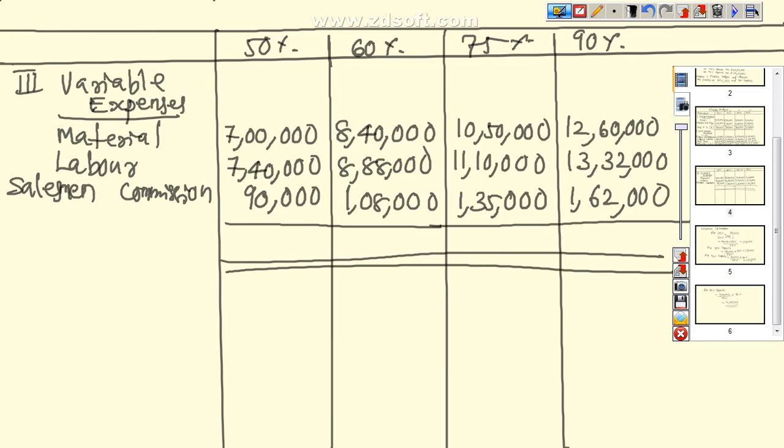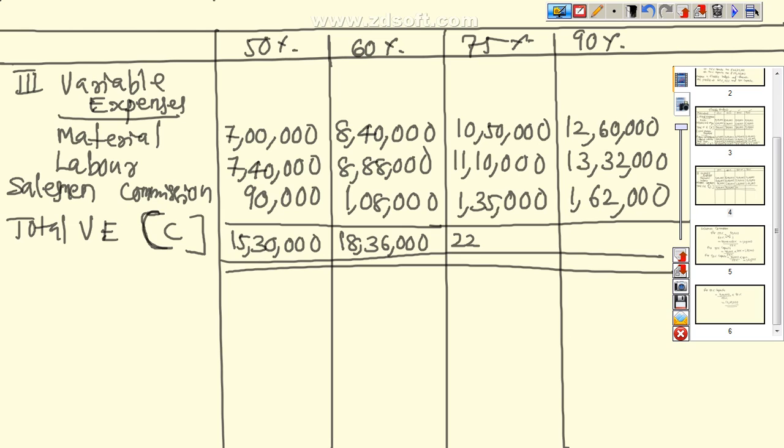Total variable expenses, that is our C part. So 7 lakh plus 7,40,000 plus 90,000 is equal to 15,30,000. 8,40,000 plus 8,88,000 plus 1,08,000, that is equal to 18,36,000. 10,50,000 plus 11,10,000 plus 1,35,000, that is equal to 22,95,000. 12,60,000 plus 13,32,000 plus 1,62,000 is equal to 27,54,000. Now we have to calculate the profit.